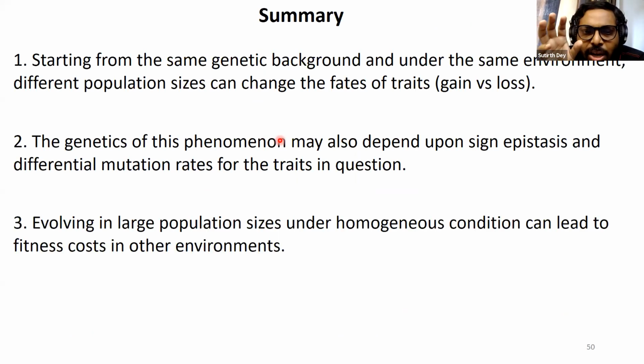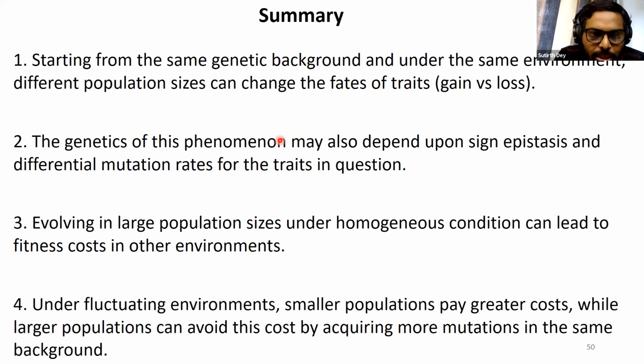When you are evolving under homogeneous conditions, it can lead to fitness costs in other environments. And when you have a fluctuating environment, then things will change. Now larger populations can end up avoiding this cost by acquiring more mutations in the same background, which means it's the smaller populations which will end up paying the greater cost.